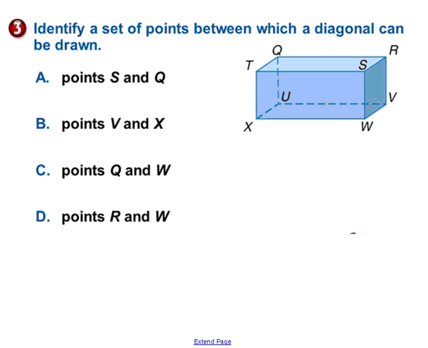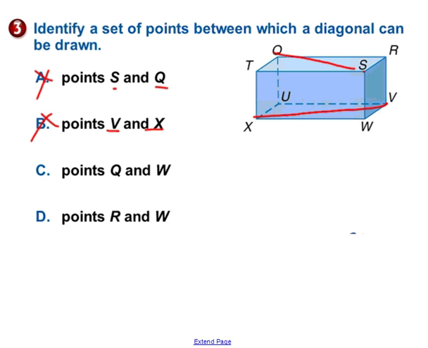Identify a set of points between which a diagonal can be drawn. Well, they give me some suggestions, S and Q. S to Q doesn't work because that would be in the same plane. So that one doesn't work. V and X, again, they're in the plane that makes up the bottom, so that can't work.